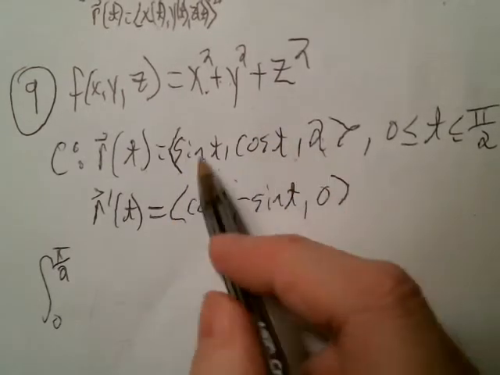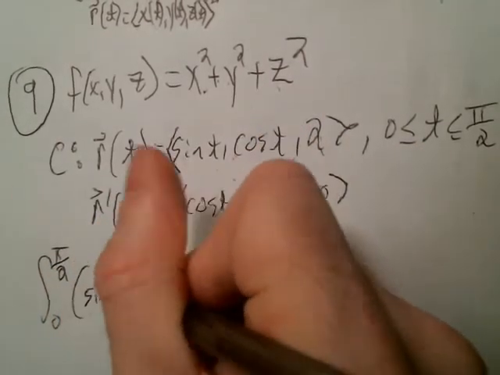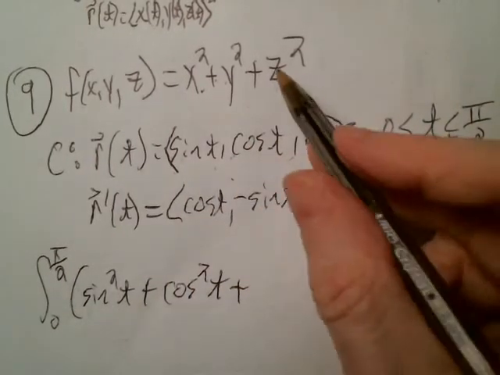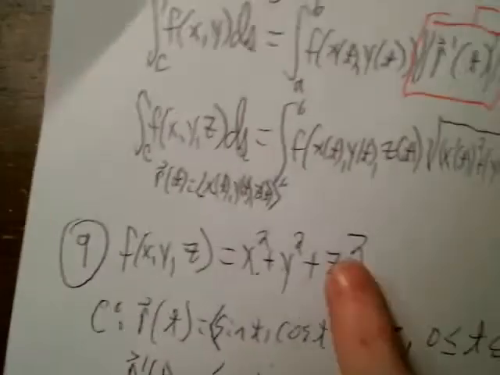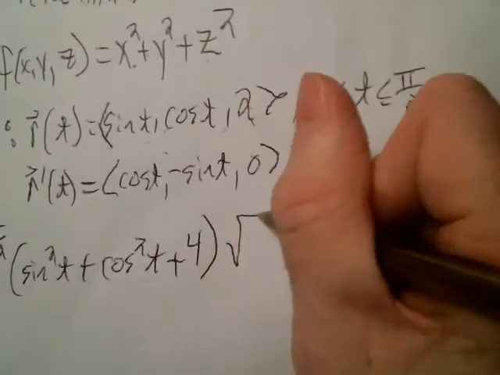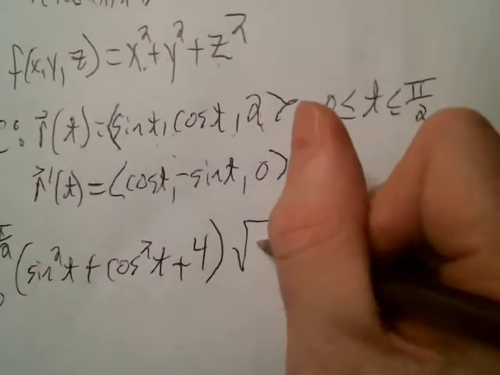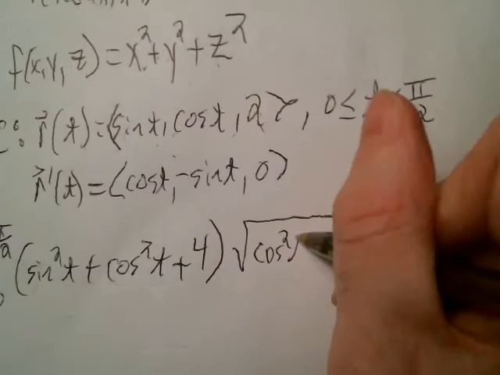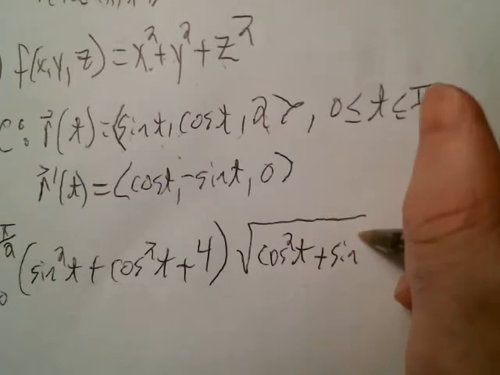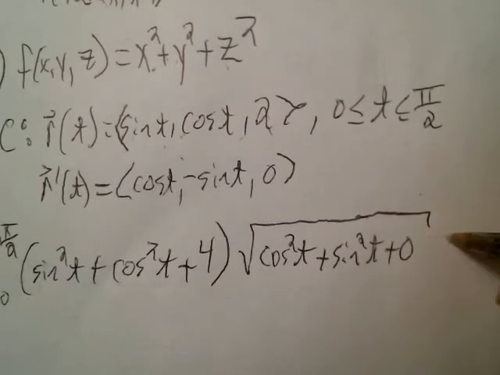All right. So I'm plugging these guys in for x, y, and z. So I'll have sine squared t plus y squared, which is cosine squared t, plus z squared, which is now 4. So that's f of x of t, y of t, z of t. Then I need this thing. So then times the square root of the sum of these guys squared. The first one, cosine t squared, is cosine squared t. Negative sine t squared is sine squared t. And then plus 0 squared, which is just 0. Then dt.